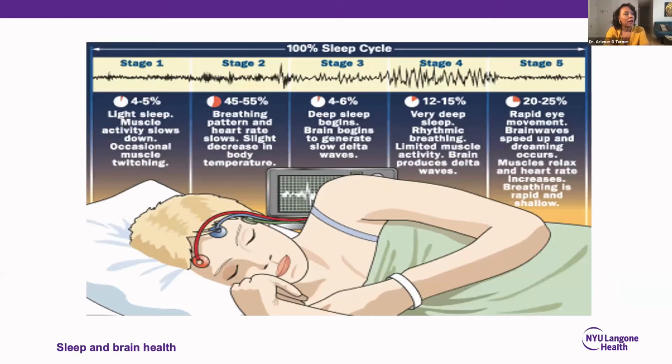So with that, this is a better overview of the time we spend in each of the stages per night. Stage 1 is about 4 to 5% of the night, and it's the light sleep we talked about. There will be occasional muscle twitches during stage 1, but again, that's where it's really easy to wake up. Stage 2, about 45 to 50% of the night, and your breathing pattern changes a lot. Then there's also a slight decrease in your body temperature. Stage 3, 4 to 6%, stage 4, 12 to 15%, and then stage 5, which is what they've labeled REM sleep, is 20 to 25% of the night.